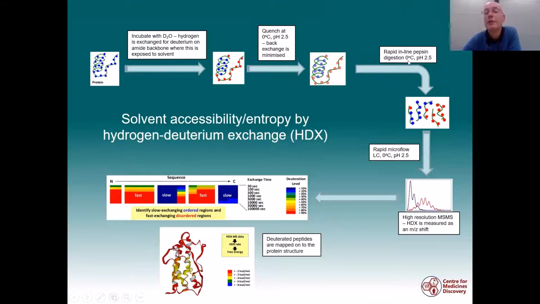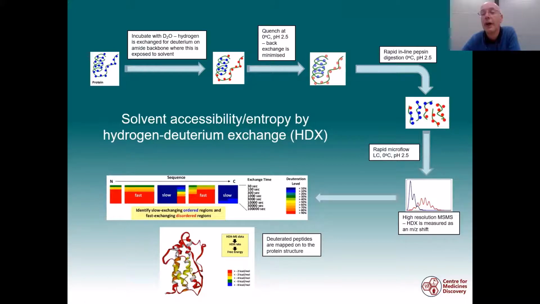We then submit the protein to digestion. We need to use pepsin. The reason we need to use pepsin is because we have to keep the pH low. So pepsin is active at pH 2.5. That digestion will happen at 0 degrees, so we need rather a large amount of pepsin.